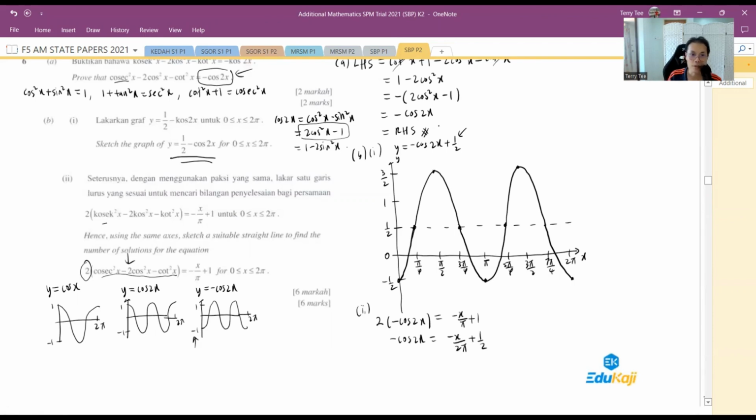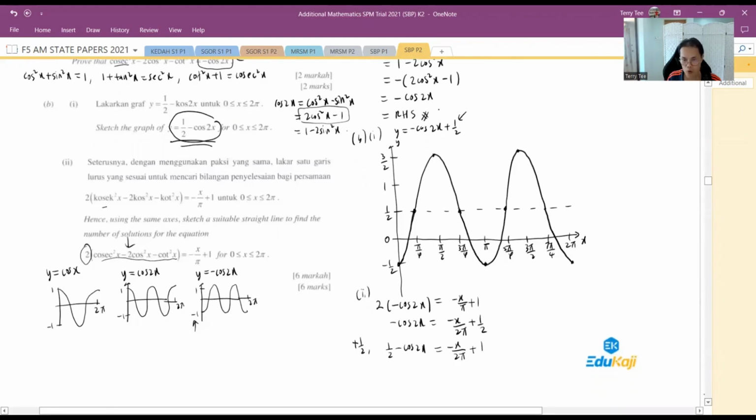Now notice that the equation of the graph that we drew earlier is half minus cos 2x. So I'm going to add half on the left and on the right. So when you add half, this is now 1. So the straight line that we have to draw is this: your straight line is y equals negative x over 2 pi plus 1.